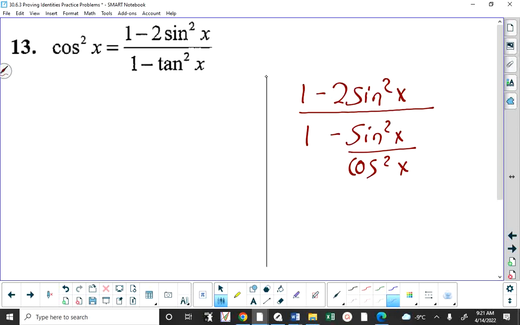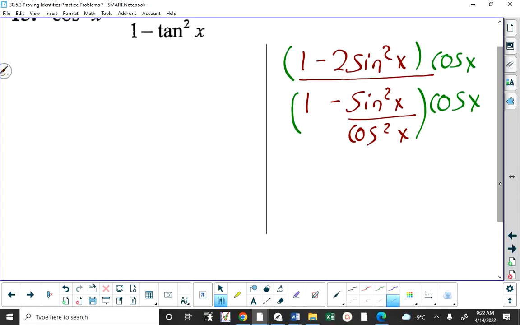Now here's my motivation for working on the right-hand side. The left-hand side is simply cosine of x times cosine of x, so it doesn't get much simpler than that. I could write the left-hand side as 1 minus sine squared, but I don't really have a motivation for doing that, at least not yet. So over here, I'm going to multiply the top and the bottom of this expression by cosine of x.